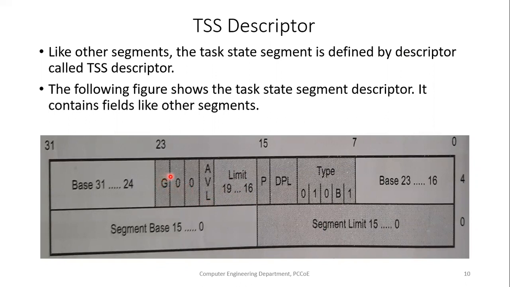Then granularity. The granularity bit is used for specifying the units with which the limit field is interpreted. When this bit is 0, the limit is interpreted in units of 1 byte. Otherwise, the limit field is interpreted in units of 4 KB. So the G bit is very important because it specifies the units. Next, again we have base 24 to 31. In the below section, we have segment base of 16 bits and segment limit of 16 bits.